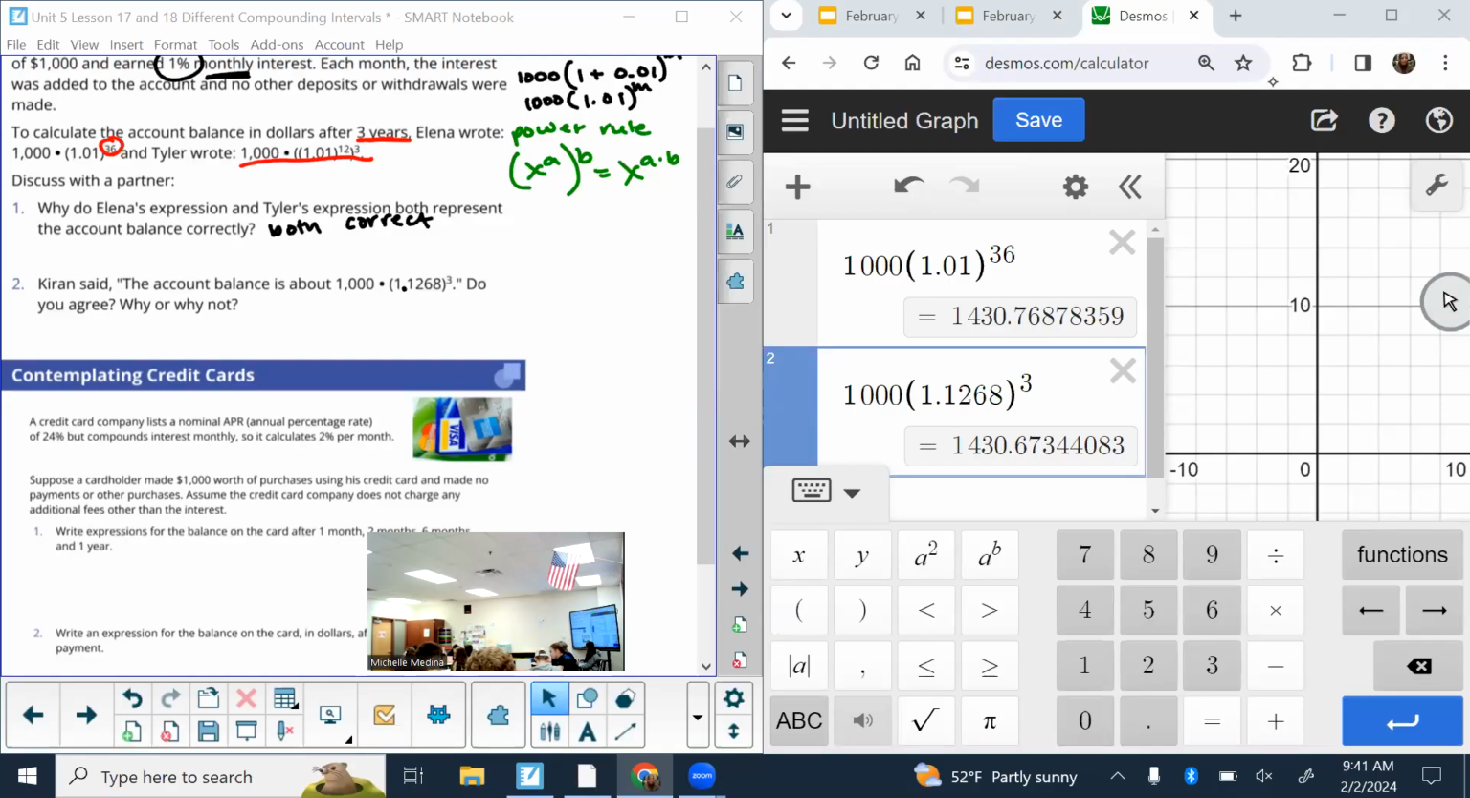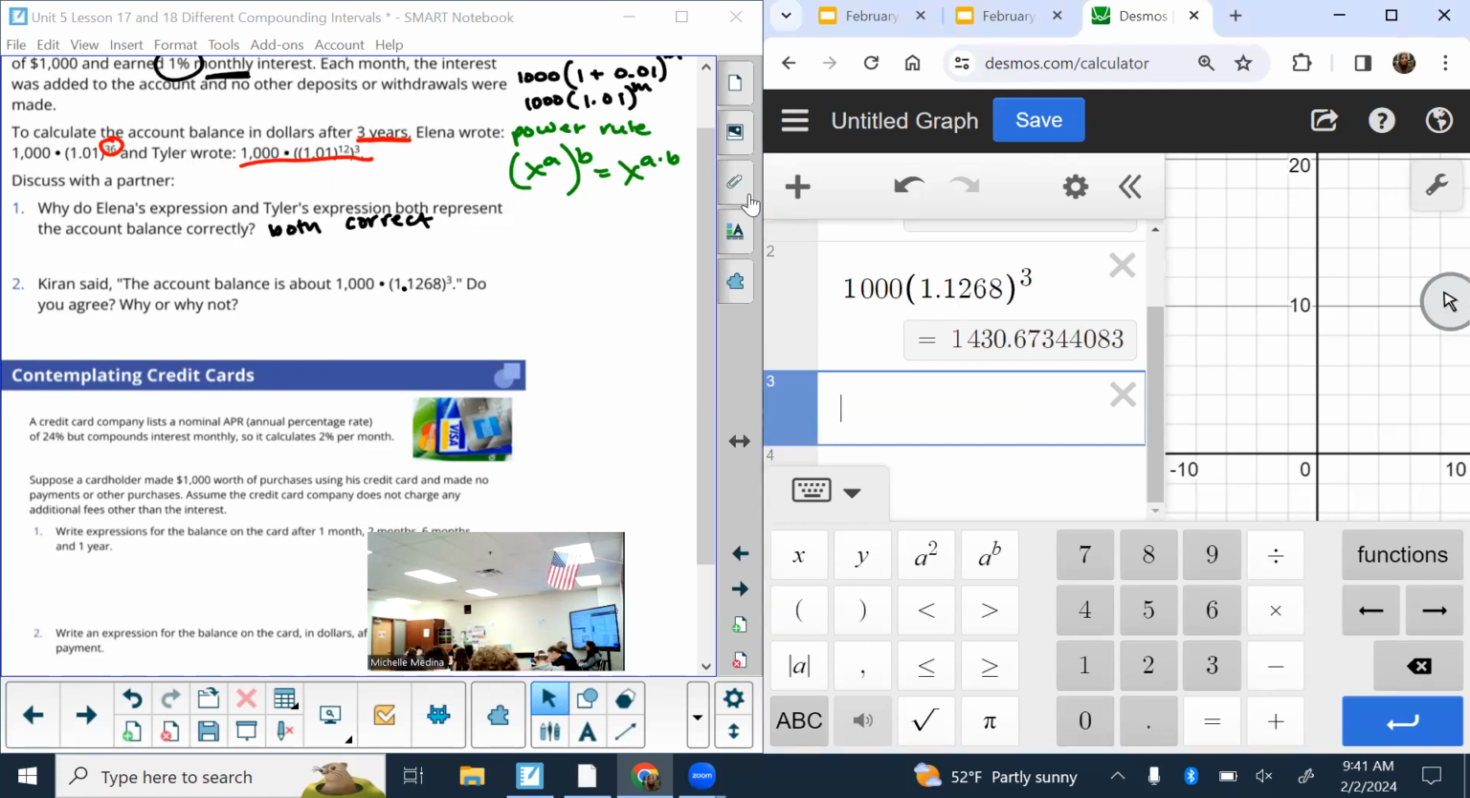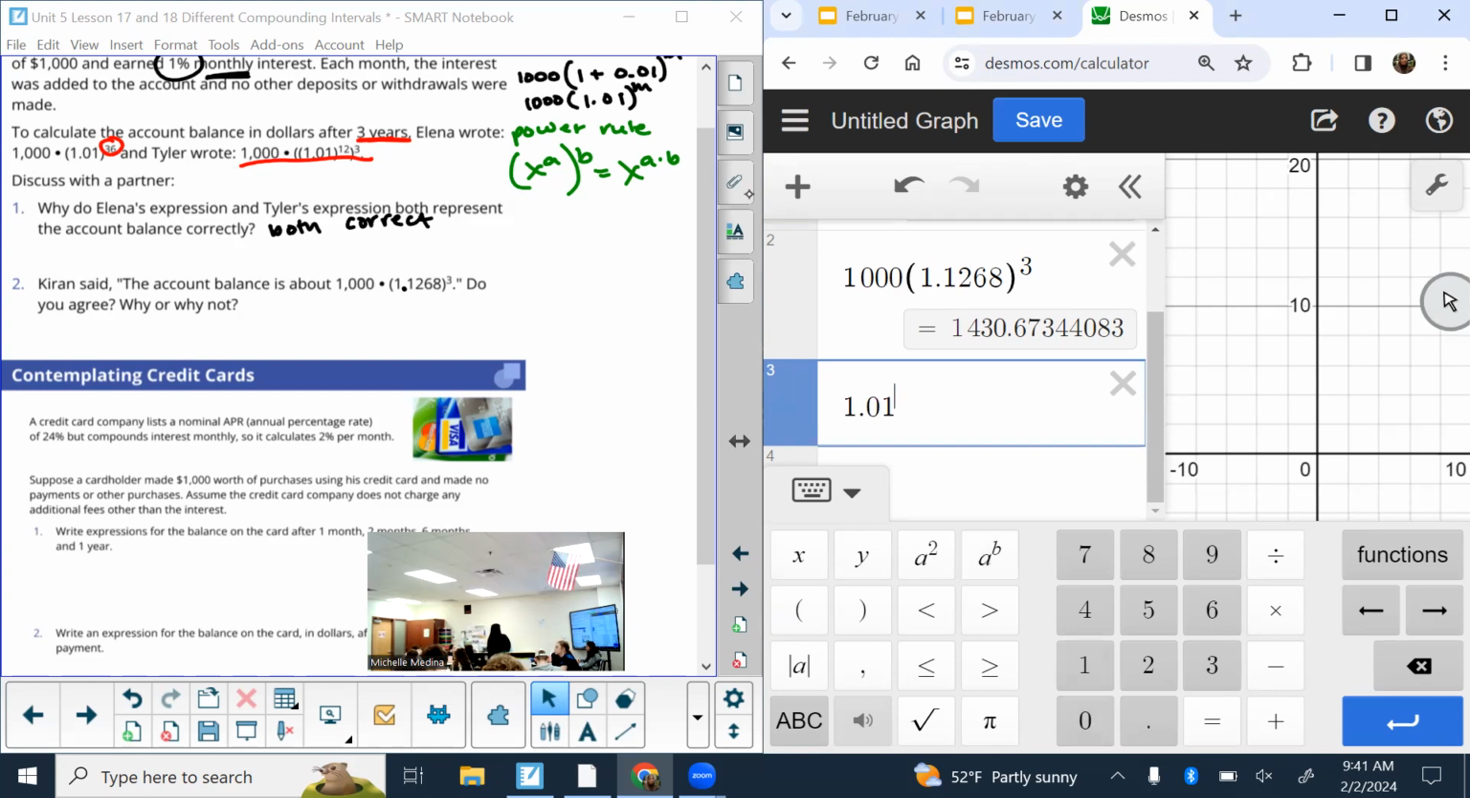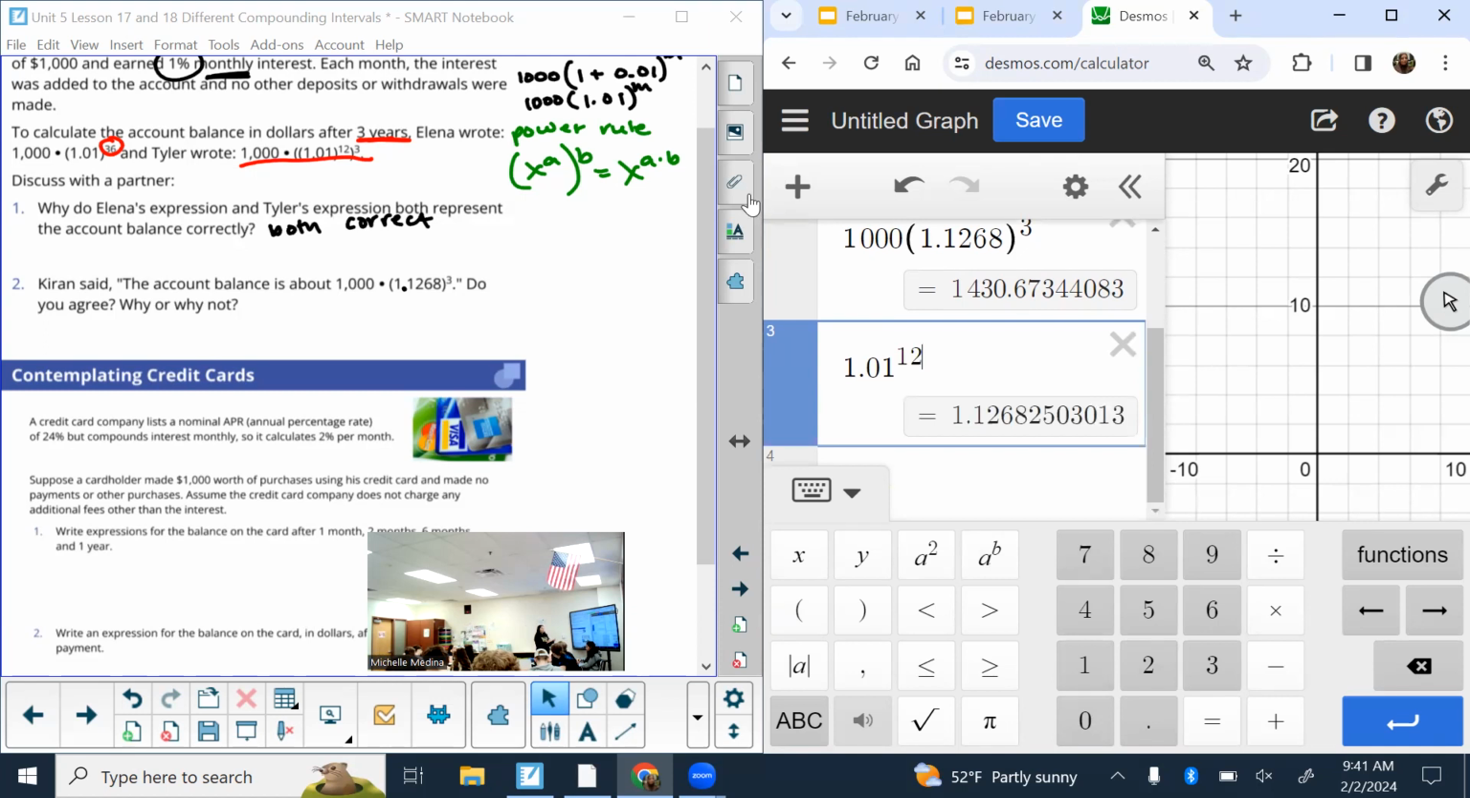When we look at Tyler's expression, when we do 1.01 to the 12th power, the reason I did 12 is because they raised it to the third, so I'm assuming they got this by doing it to the power of 12. But don't I get the same decimal that Kieran has? Does it say the same thing that's on our paper that Kieran has? Granted, this is longer, but the calculator rounds at some point.